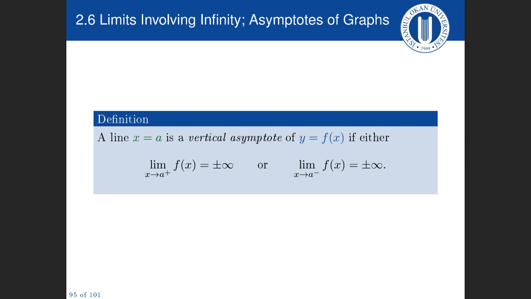A line x equal to a is a vertical asymptote of y is equal to f of x if either the limit as x tends to a from the right of f of x is plus infinity or minus infinity, or the limit as x tends to a from the left of f of x is plus infinity or minus infinity.